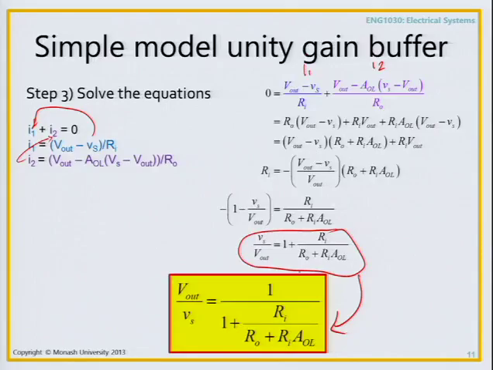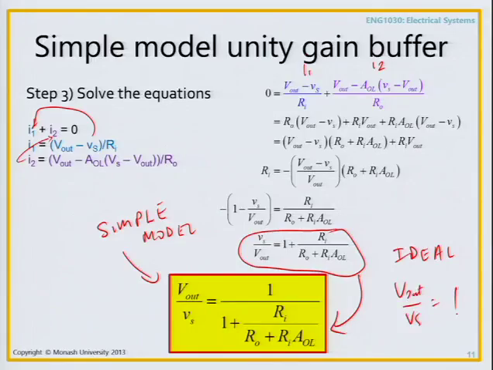And the key thing here is that this is for the simple model. All right? And for the ideal model, what do we get for V out over Vs? 1, right? So now, hopefully, you can see that if we play around with these different parameters, you can get things which are not going to be 1. Okay?